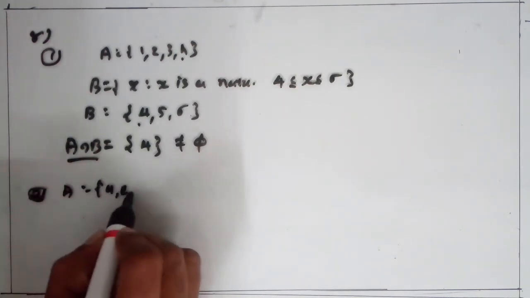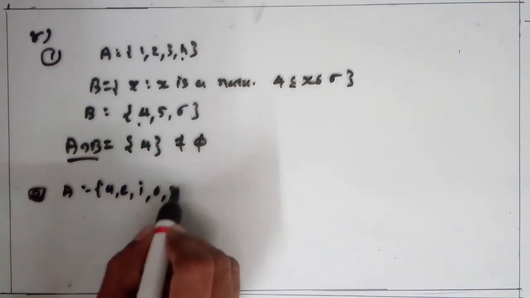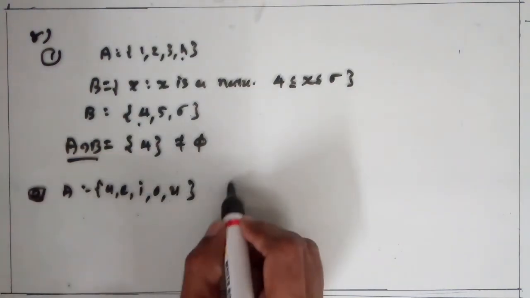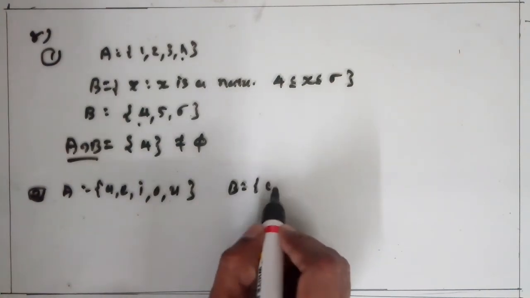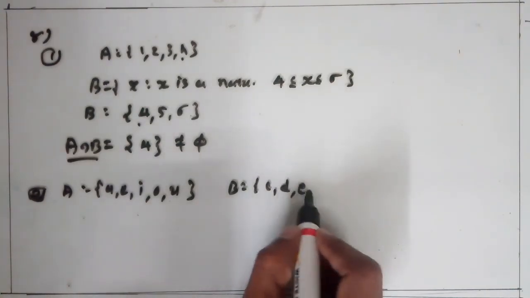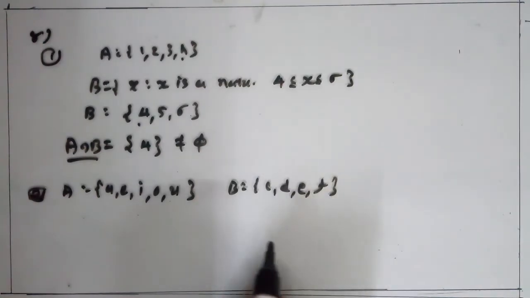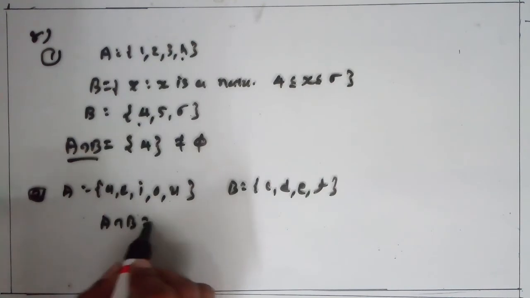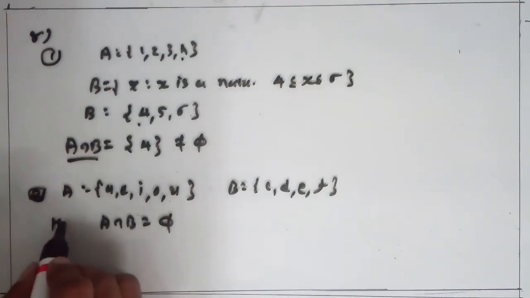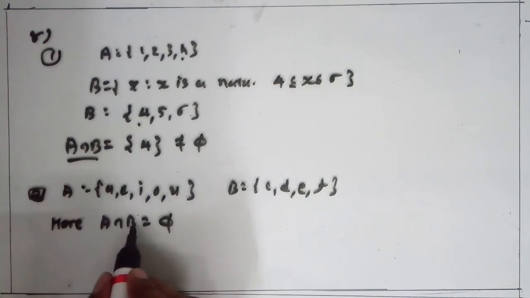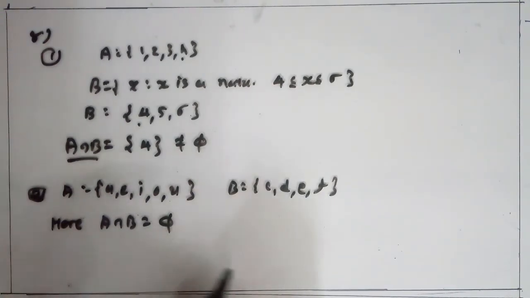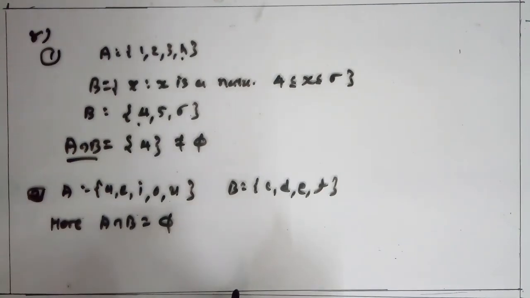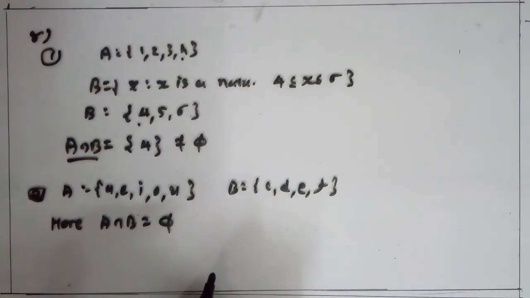Clear? Similarly, in the next question, A is equal to A, E, I, O, U, vowels. Set B is equal to C, D, E, F, consonants. What do you say about the intersection of these two sets? A intersection B is equal to the null set. Clear? So A and B become disjoint sets. Similarly, in question number 3, just try to solve yourself. Question number 9 also is an exercise.